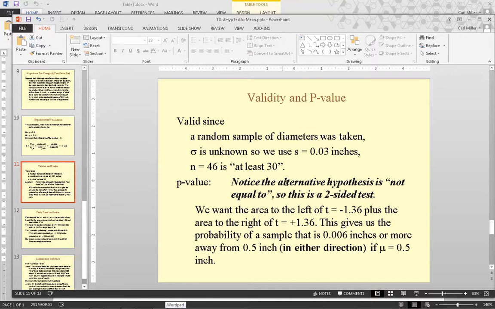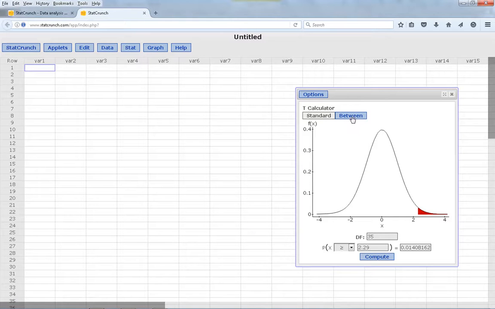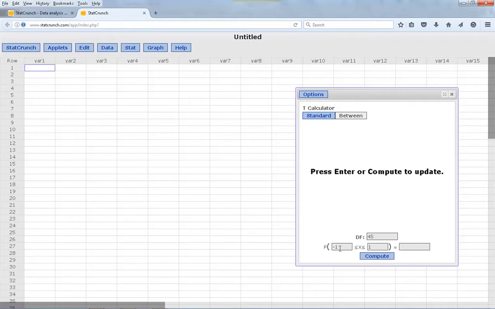Now if we did this, okay, so I'm going to go back to PowerPoint for just a minute. Remember, we're doing a two-tailed test. My t-score is 1.36 and negative 1.36. So I want to bound how much is outside of those for 45 degrees of freedom. So I can go into StatCrunch and do a calculation and get that. Now to do this, I'm going to do the between. It's going to tell me how much is between the t-scores, so I'm going to have to subtract to get how much is in the two tails.